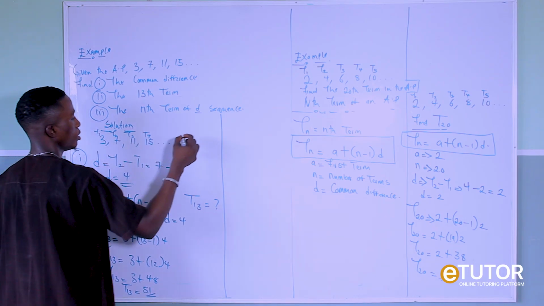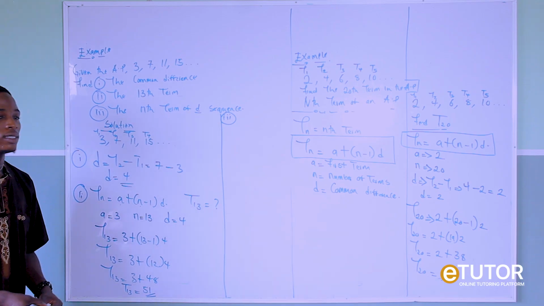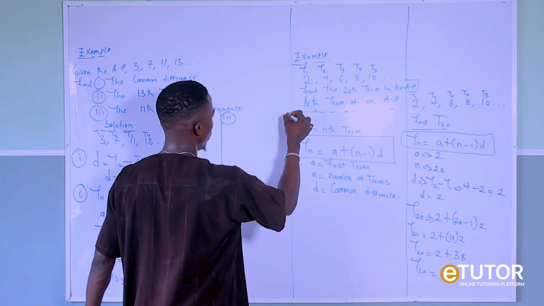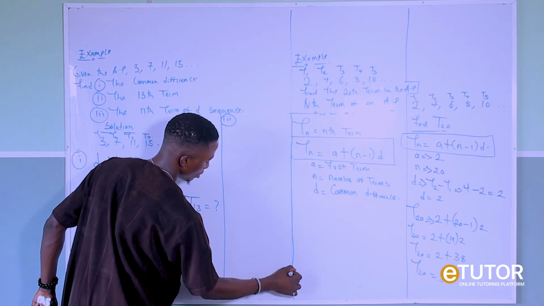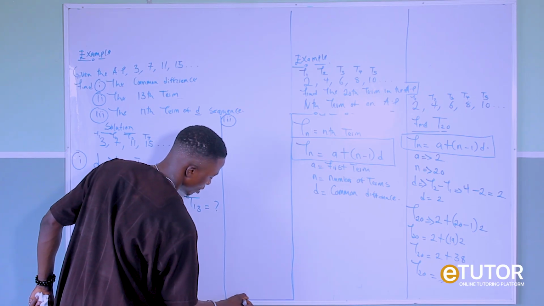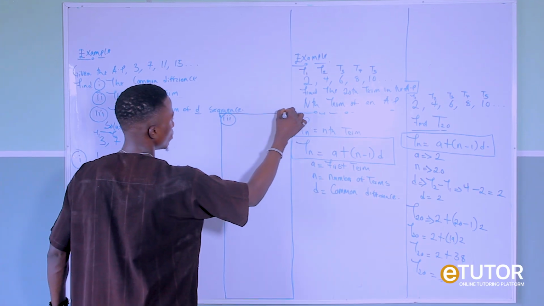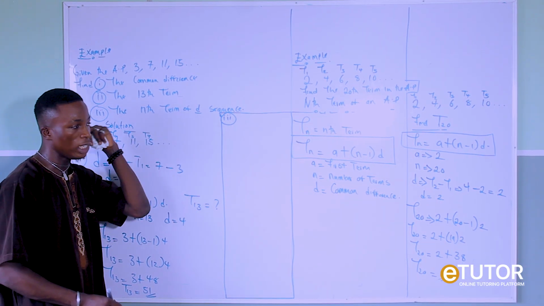So the third one says, find the nth term of the sequence. Now, this is where people find difficult. It's very, very easy if you understand the rules. Now, third one says, find the nth term of the sequence.